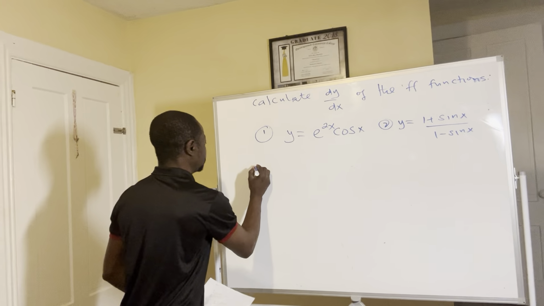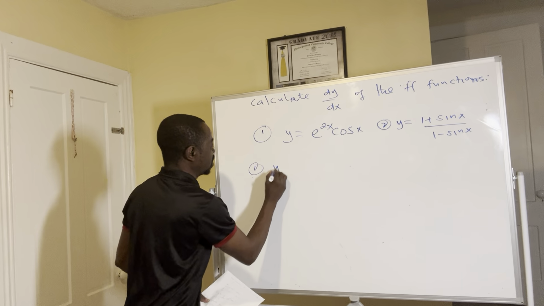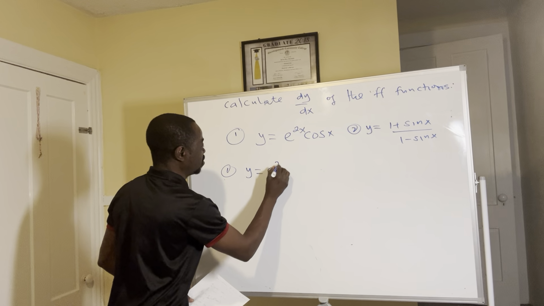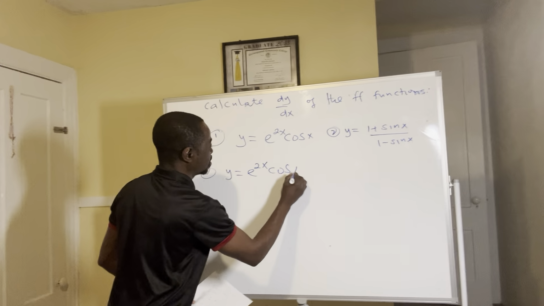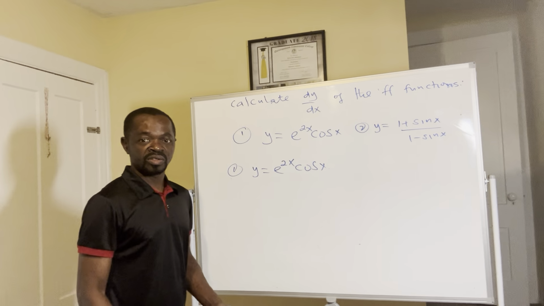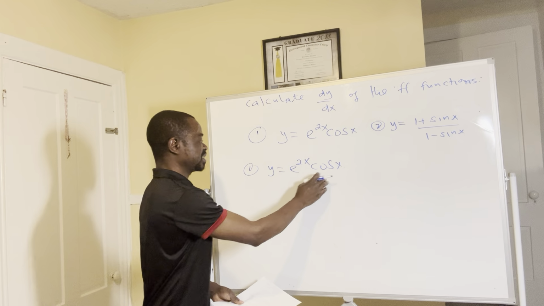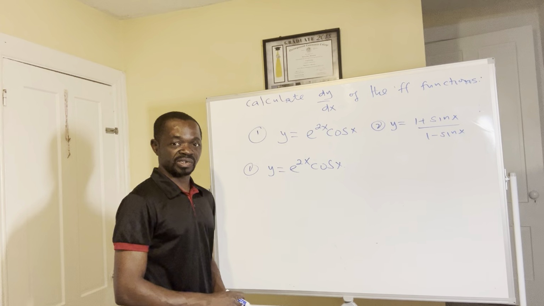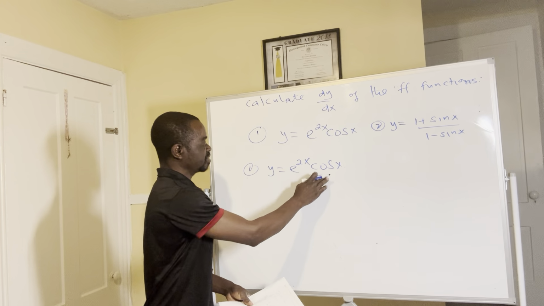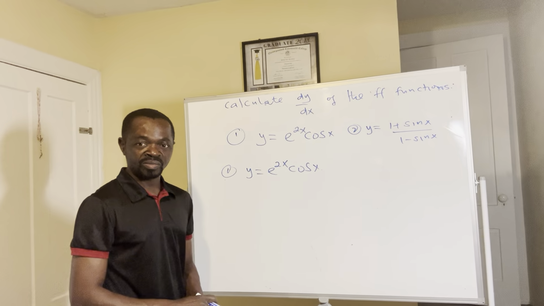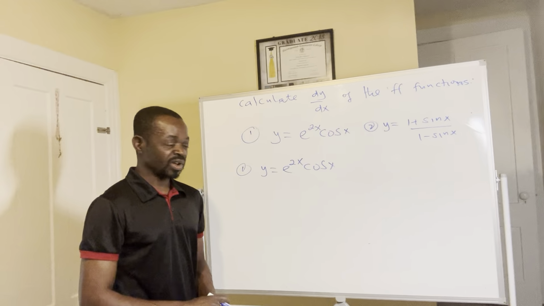So the first example, you have y equals e to the power 2x cos of x. When you look at this, it involves a product. We have e to the power 2x multiplied by cos of x. Then you also have e to the power 2x here, which is an exponent, so you also have to use the exponential rule. So we are combining the product rule with the exponential rule.